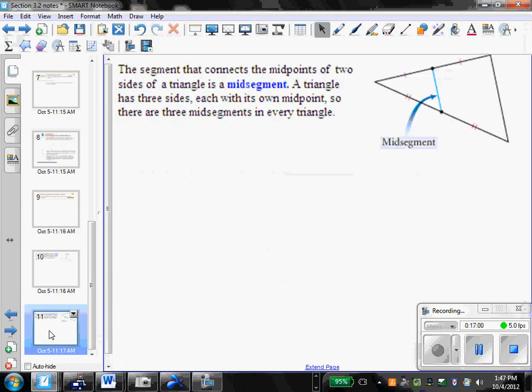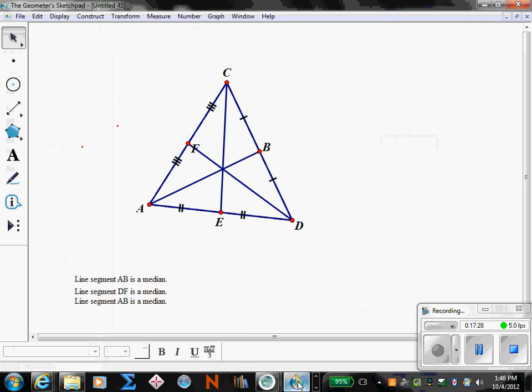Okay, lastly, we're going to talk about a mid-segment. The definition of a mid-segment is the segment that connects the midpoints of two sides of a triangle. A triangle has three sides, each with its own midpoint. So there are three mid-segments in every triangle. Okay, notice the picture that's already there. But we are going to go into Sketchpad and make our own.